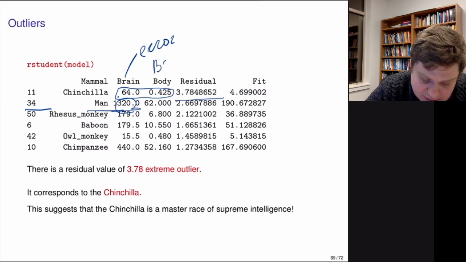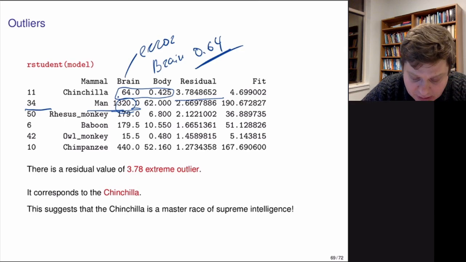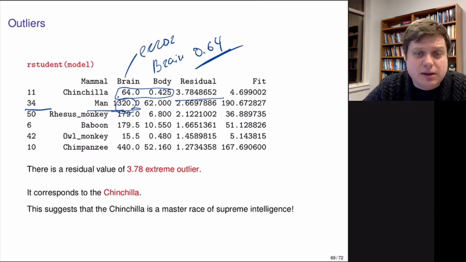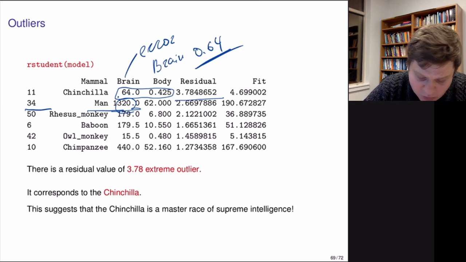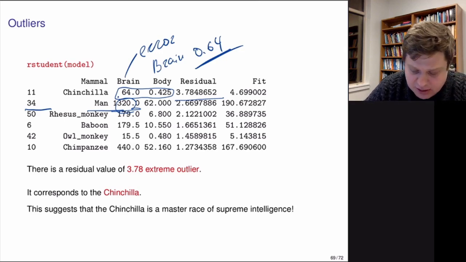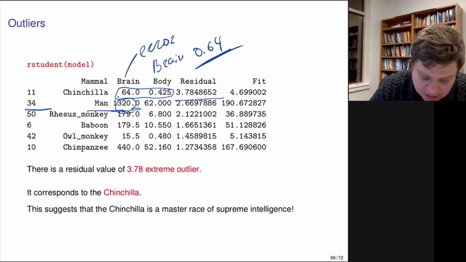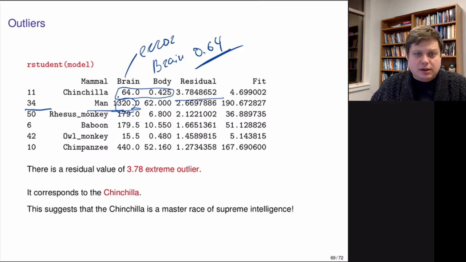So the brain size of chinchilla is 0.065. No, it's 0.64. So it's actually 100 times smaller than reported in the data set. There was simply an entry error in this data set. And once you fix this error, actually chinchilla becomes not that impressive, and human essentially becomes the largest outlier in the data set, which means humans essentially are the master race for supreme intelligence.